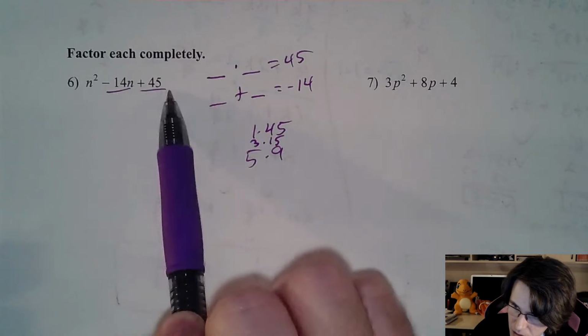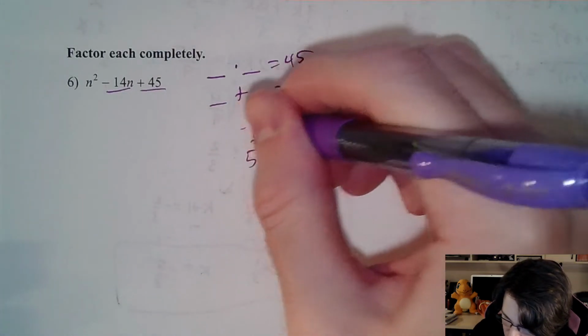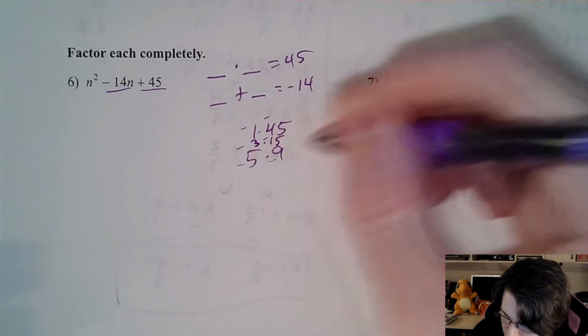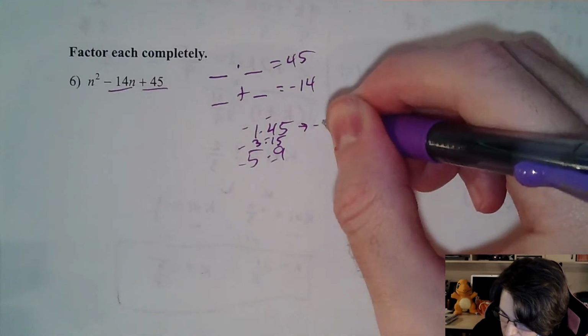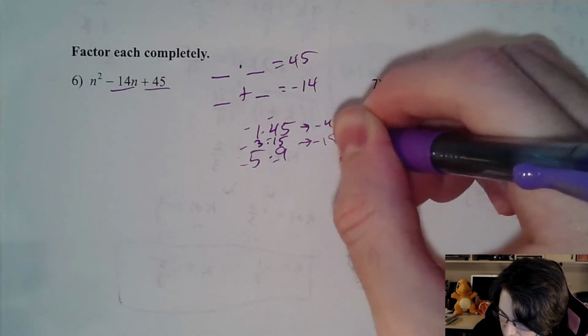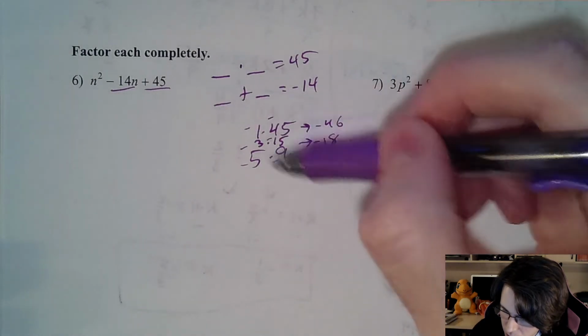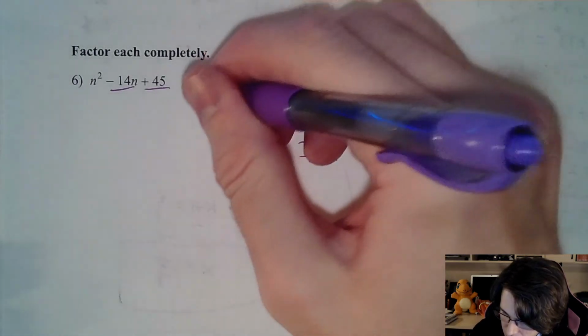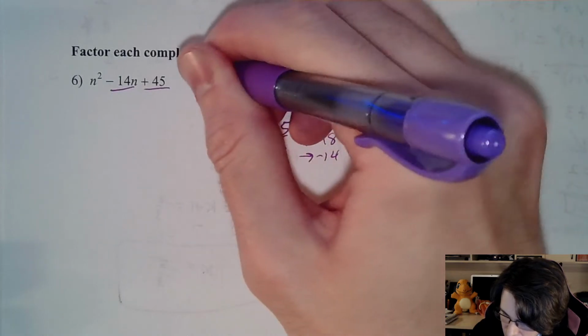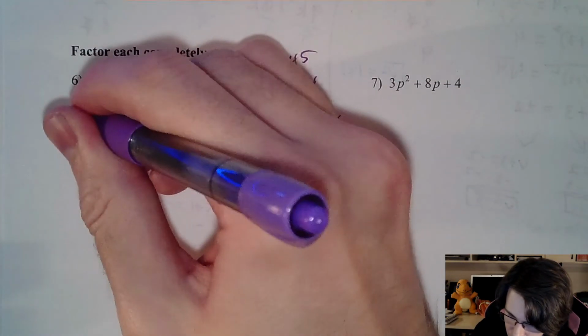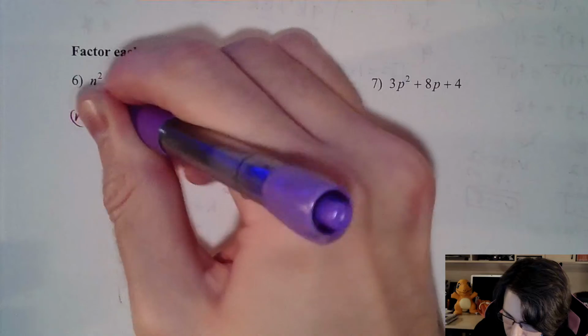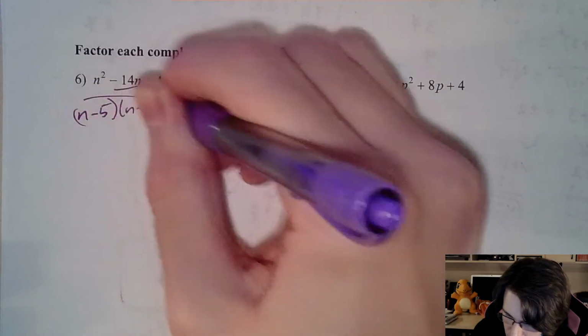However, it is a negative here and a positive there. That only makes it that both of them are negative, guaranteed. And now we have to add them up. This is -46, this one is -18, and this one is -14. So -14 is this one right here. That's what adds up. So we have -5 and -9. That's our final answer: n - 5 and n - 9.